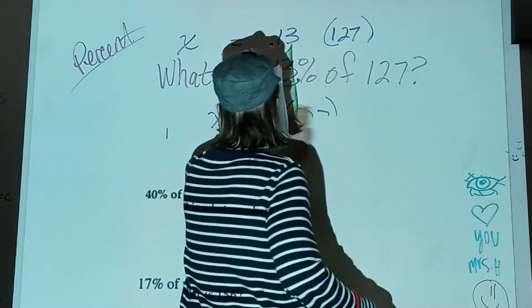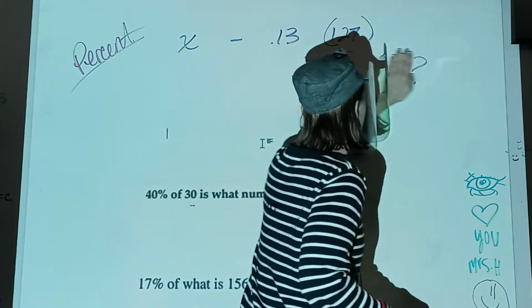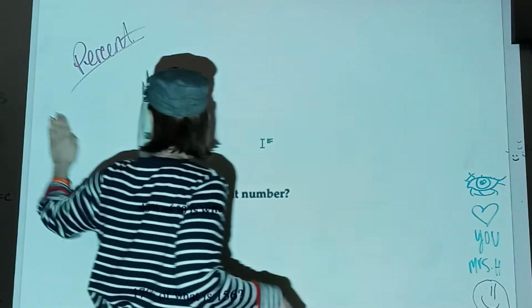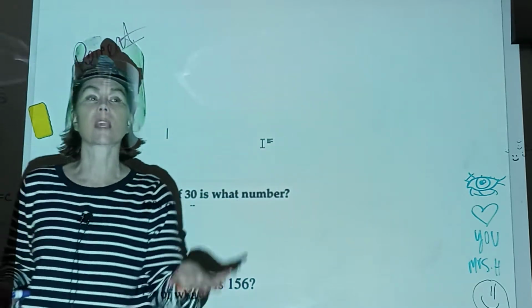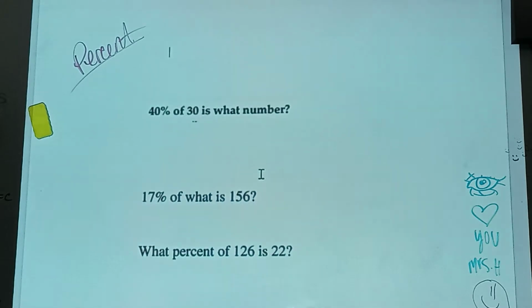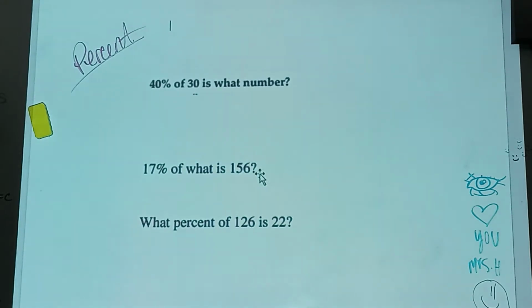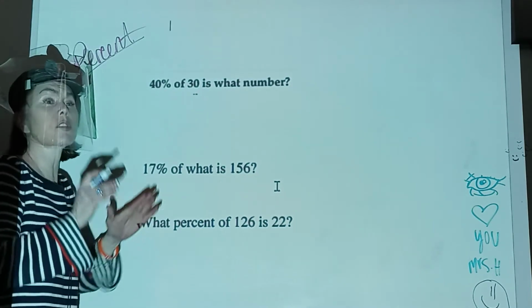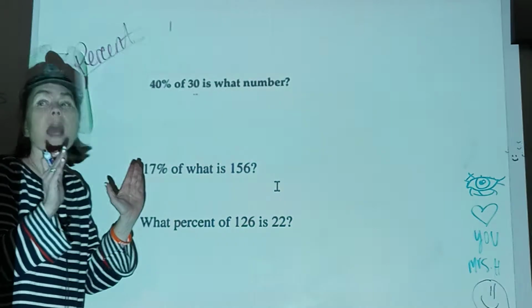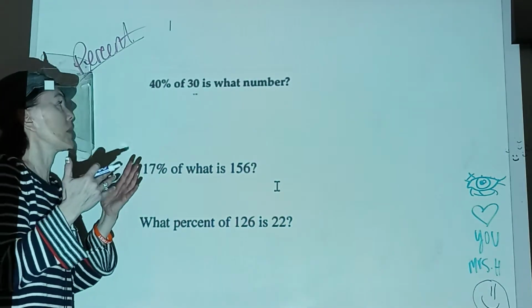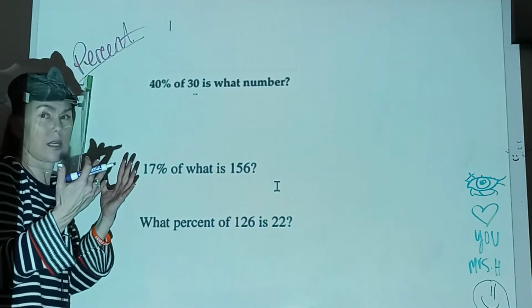Okay? Hopefully, and if you need to rewatch it, you can. But what you need to rest assured and know is that each of these examples below is going to be the same, just worded in a different way. Okay? So let's look at this one. Okay, so 40% of 30 is what number? Those are exactly the same words. Do you see that, people? These are exactly the same words, just put in a different order in the sentence, okay?